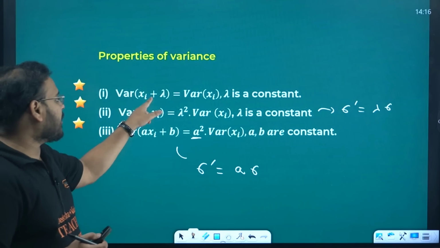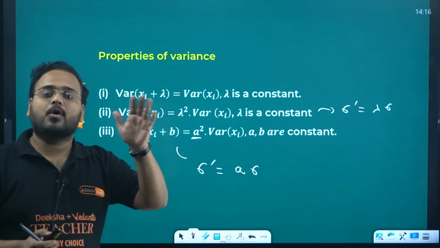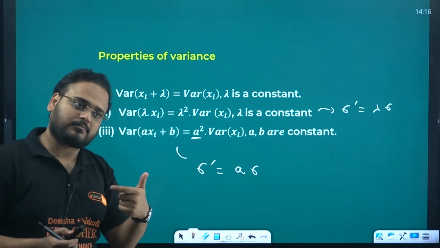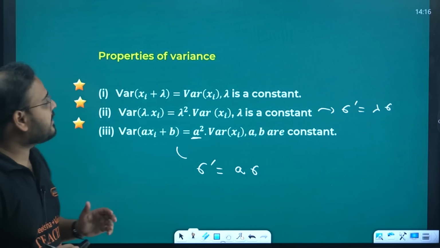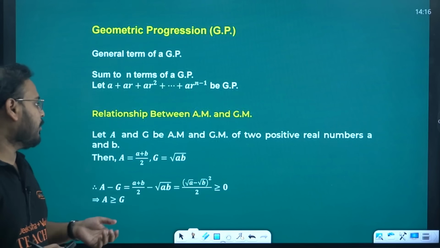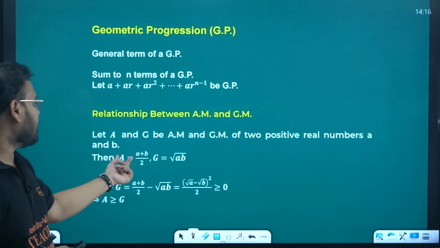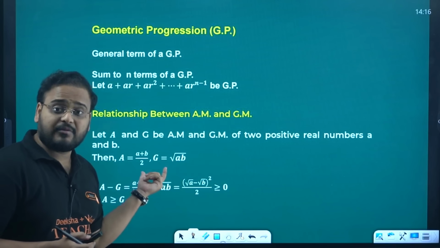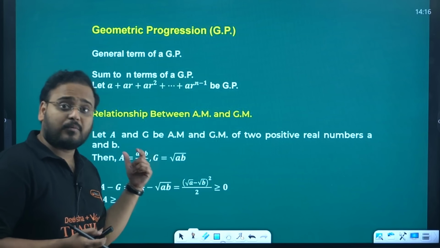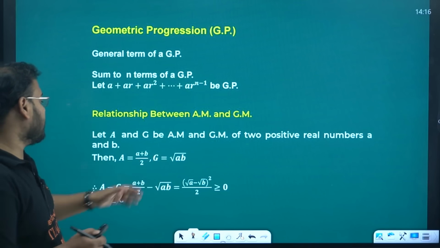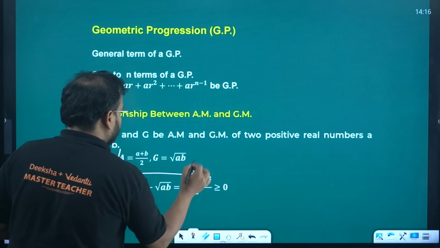Okay, when you add or subtract to the data, the variance or the standard deviation does not change. Okay guys, very important. GP, you will find all the formulas over here. AM, GM also is there. This is the case of AM, this is the case of GM. The very important and high weightage topic from this chapter. Questions have been asked a lot in this particular case. Okay, it looks very simple but very important.